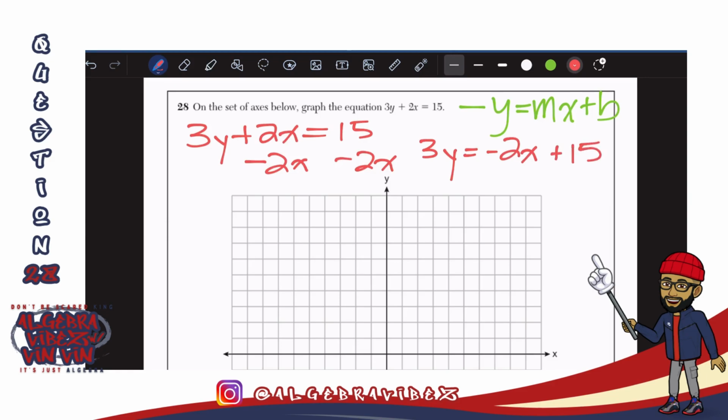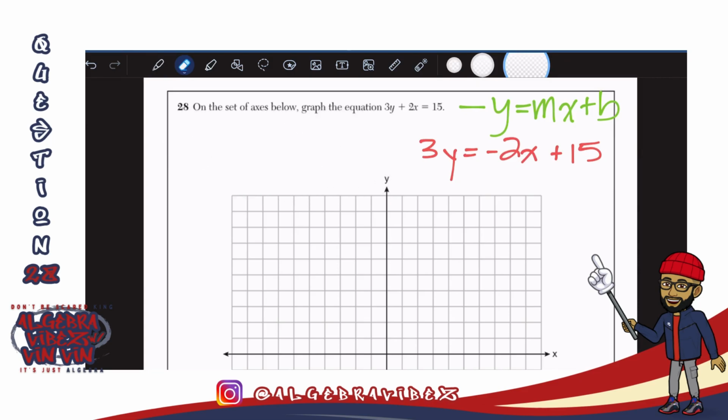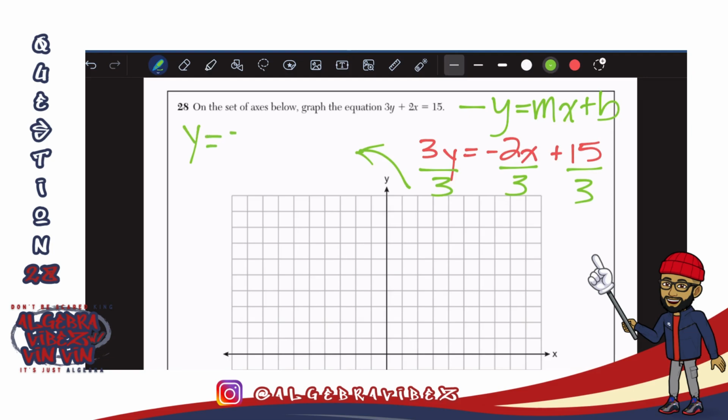I'm going to get rid of all this right here. We're going to go back and forth a little bit. Now what we have to do is divide. So we're going to divide each side by each term of 3. And that's going to give us our final answer for what we're going to graph over here. So we're going to be left with y is equal to a negative 2/3 x, which is our slope, plus 5. So that's what we're going to actually graph.